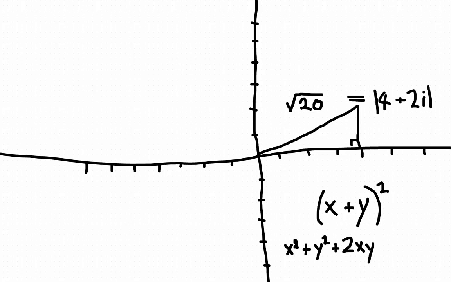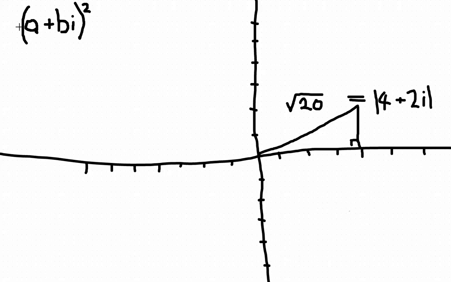Okay, so now let's do it with a complex number. Here we have our complex number, (a plus bi) squared. We expand this in exactly the same way, like that. The only difference is we've got this i there, because it's the imaginary part. But it's exactly the same expansion.